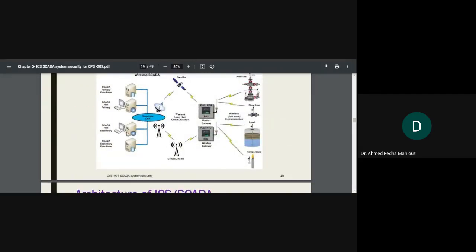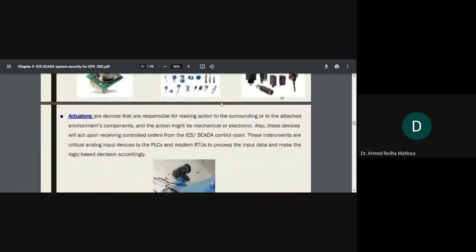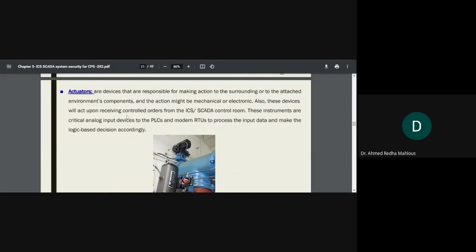On its own, it will be sent to the control room, analyze the data, and send back some command that will trigger some devices. You do have actuators, and these are very important devices that are responsible for taking action on the surrounding or attached environment component. Like I told you last time, if you remember the example we gave, you are monitoring the level of a barrage by sensors, and you find that the level has reached some threshold, so you need to open a valve. Who is going to trigger that action and open the valve is the actuator.